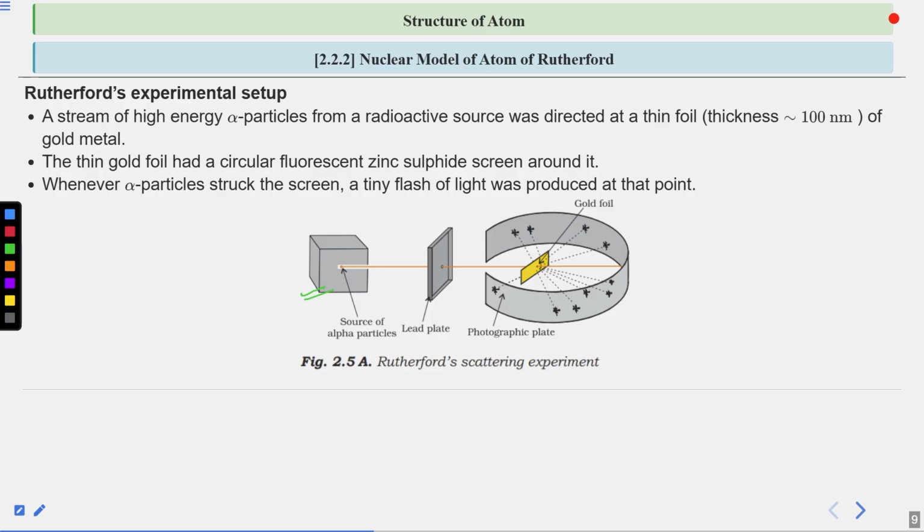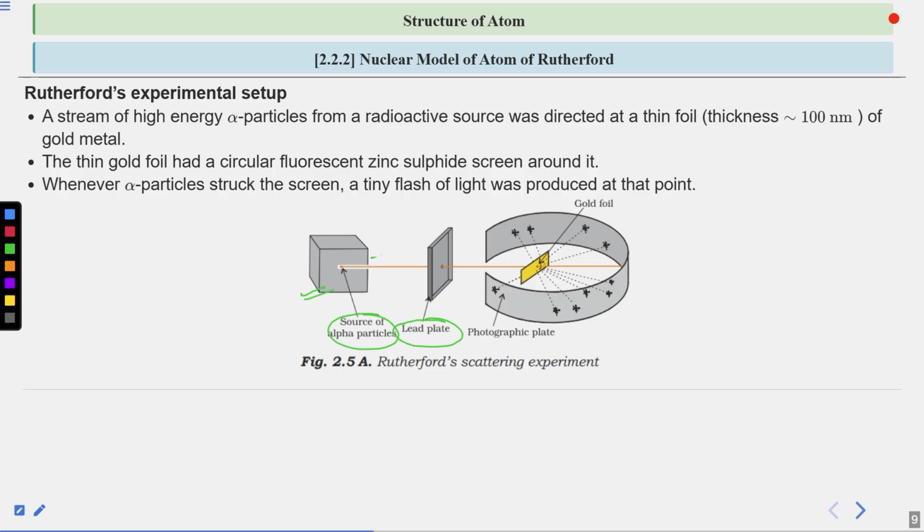Okay. Now we have a source of alpha particles, and a lead plate. What is this lead plate doing? It is making this ray much thinner. Maybe the alpha particles would be moving over a large area, coming from here, from here. Now what this lead plate is doing is absorbing most of the alpha particles and letting only a small amount get through the hole and hit this gold foil. Got it? Any doubts?